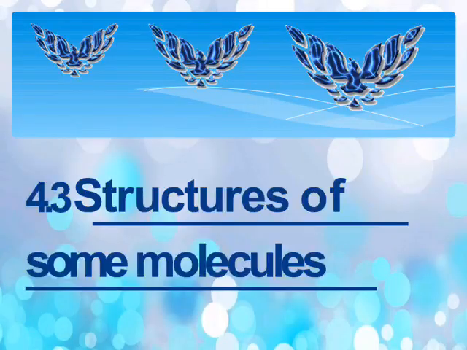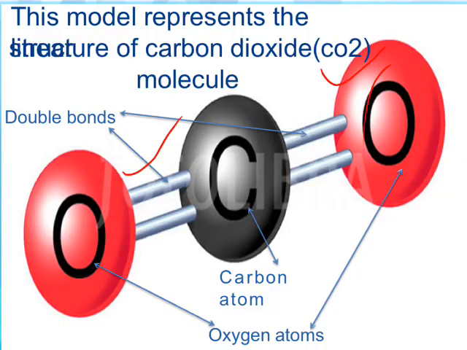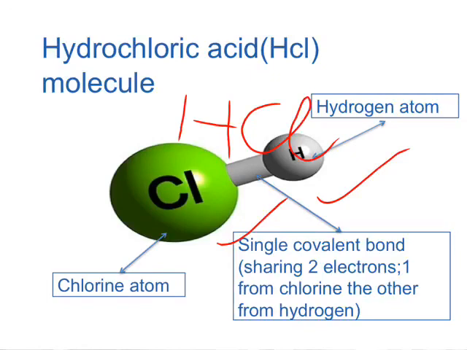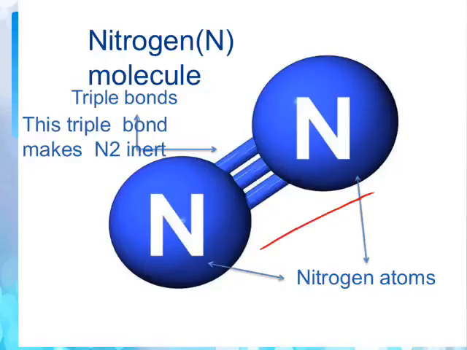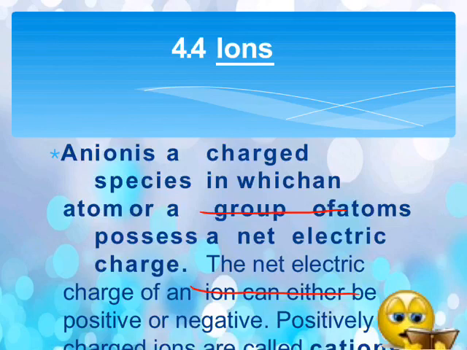Going on further, if we talk about the structure of some molecules, we can see a few examples. In CO2, you can see the structure: carbon is in the center and two oxygens are on the sides. Similarly, we can see the structure of HCl. You can see one hydrogen and one chlorine. Okay, so they have a single covalent bond. Similarly, we can see the structure of N2: two nitrogen atoms, and there is a triple bond between the two atoms of nitrogen.